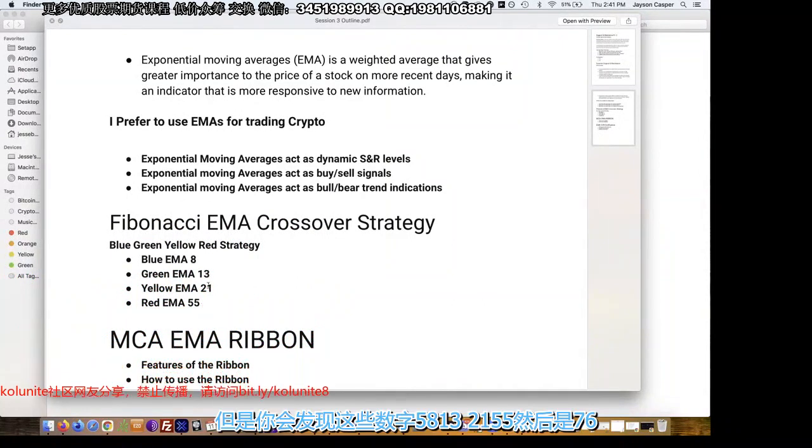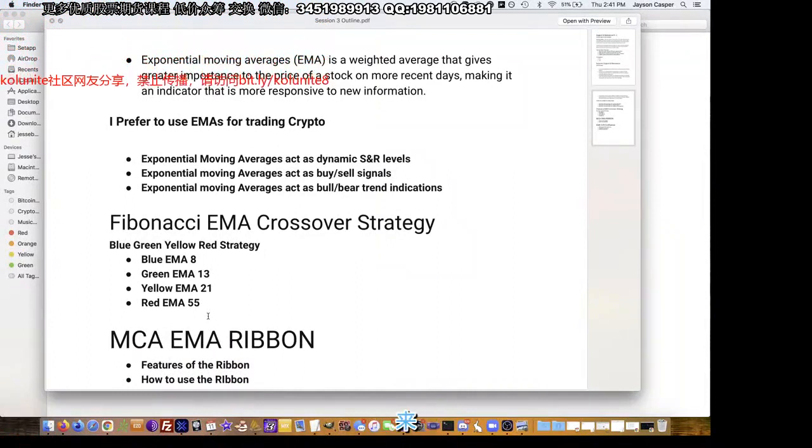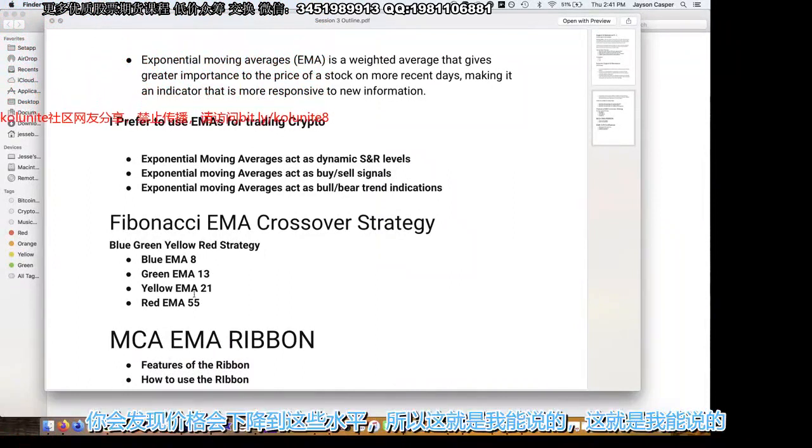But you will find that these numbers, 5, 8, 13, 21, 55, and then 76, you'll just find that price will come down to these levels. That's all I can say.